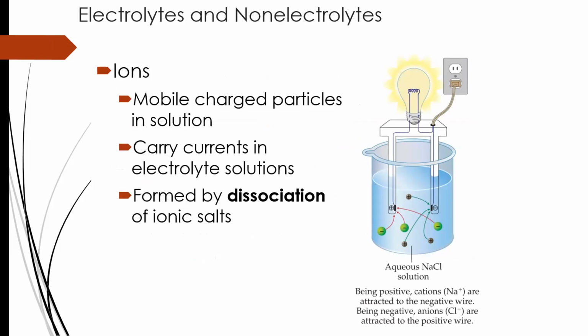So electrolytes are mobile charged particles in that solution that carry the electrons back and forth, which allows our electricity to flow. If you imagine this light, in order for electricity to flow, we have to carry that electron from one side to the other in order to complete that circuit. It does that because it has ions inside. So they carry the currents in the electrolyte solution, and it's because they have these ions.